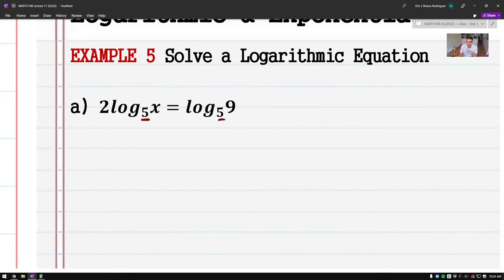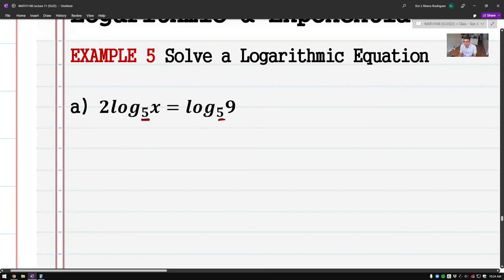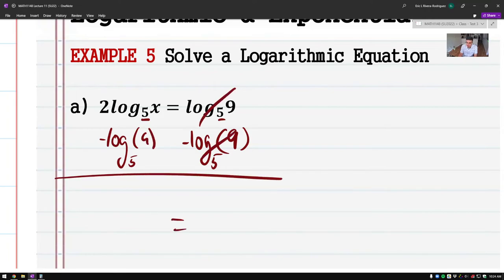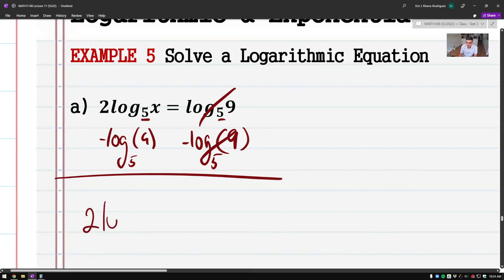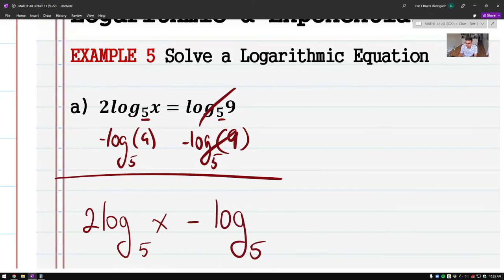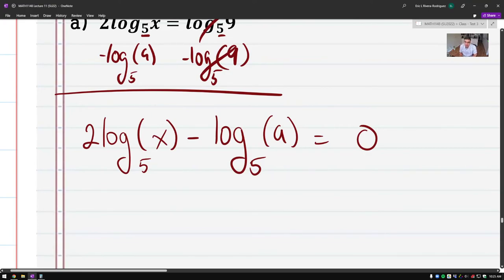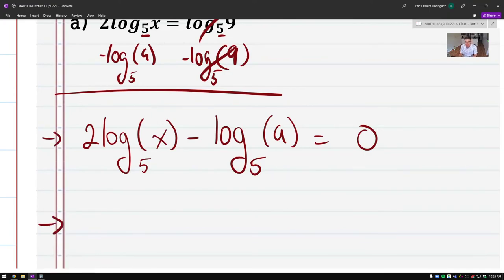Remember, this is just a value, so that means that I can subtract log base 5 of 9 from both sides, okay? I'm going to do that here as well. So this gets canceled, and we got 2 log base 5 of x minus log base 5 of 9, okay? Let me use parentheses for the arguments. Equals 0. Still, this is not good for solving for x because I have two logarithmic functions and I want to combine them. And I know they are being subtracted from each other.